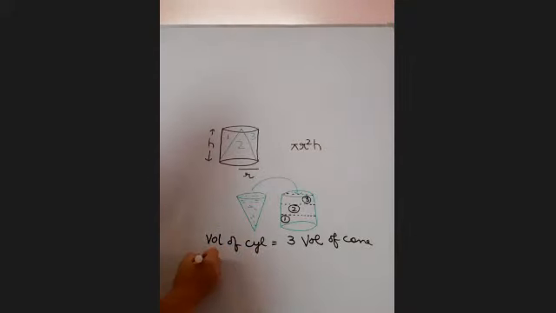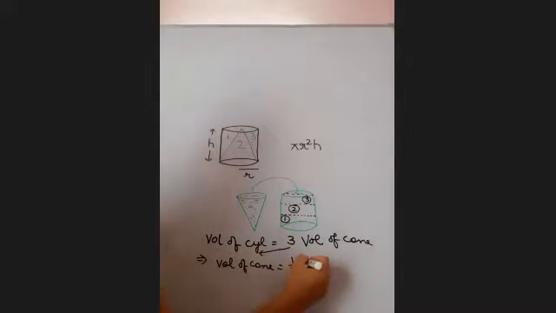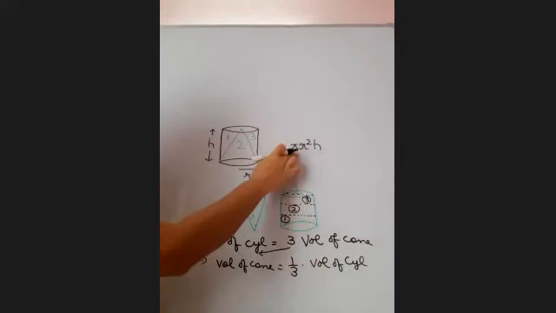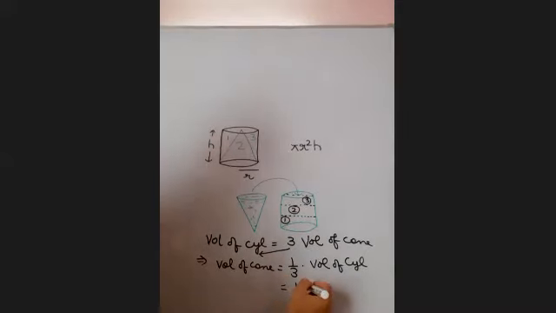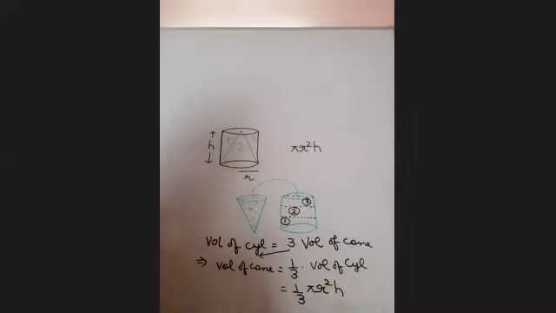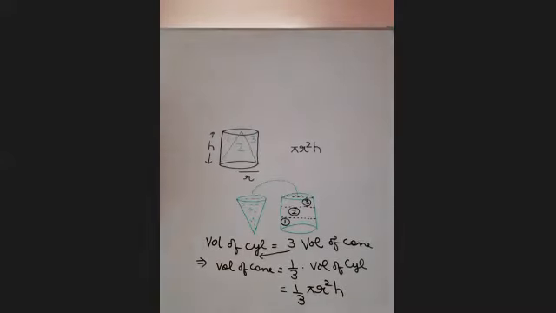So from here, what is the volume of the cone? Volume of cylinder by 3. And what is the volume of the cylinder? Pi r square h. So that is how we get the formula for volume of cone: 1 by 3 pi r square h.